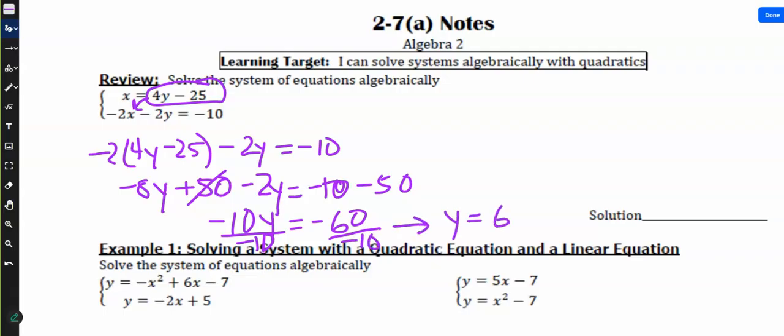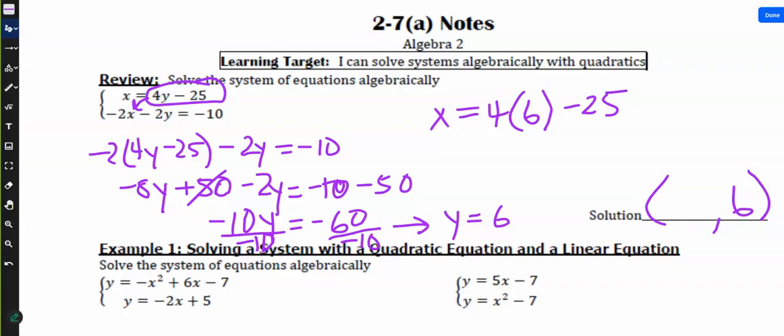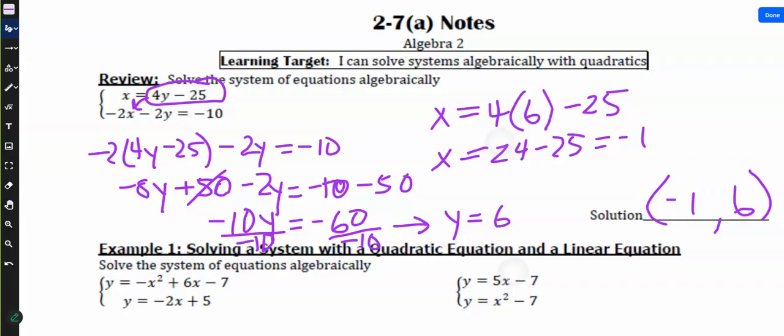Okay, as I've said many, many times before, when you find part of your answer, put it in the answer so you don't accidentally put it in the wrong spot. And then you got to plug this back in. Obviously, you could pick either equation. I would always pick the one that's already solved for x or y, whichever one it was solved for. Plug it in. And then 24 minus 25 makes negative 1 for x. And so now we know the solution to the system: negative 1, 6.